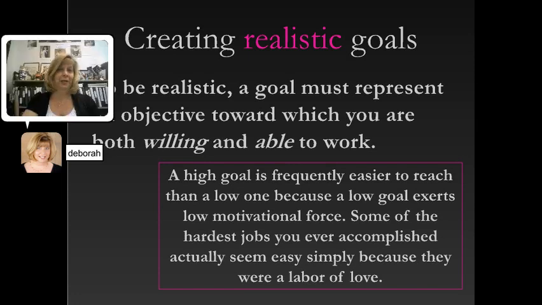Now, having said that you can attain almost any goal you set, your goal still has to be realistic. And realistic means that it's something that you are both willing and able to do. So let's say, for example, that you are barely passing English right now, and your goal is to be an A student. Well, in order to get there, you better be ready to put in a fair amount of work after school, come see me for extra help, do some work on the weekends.